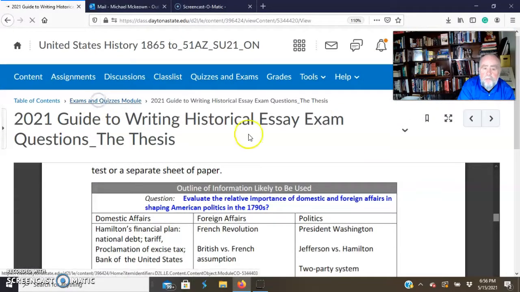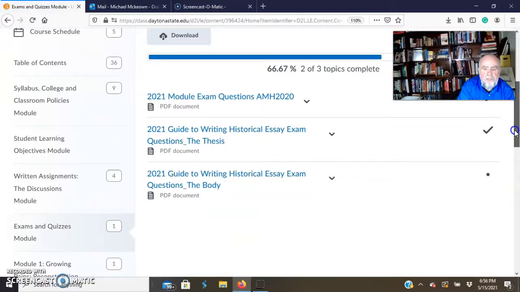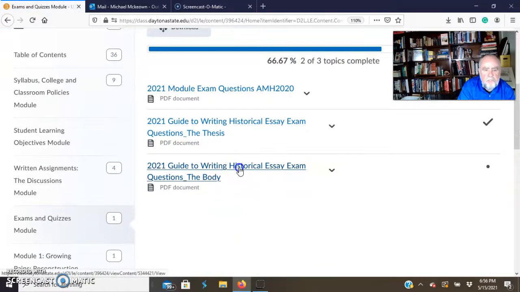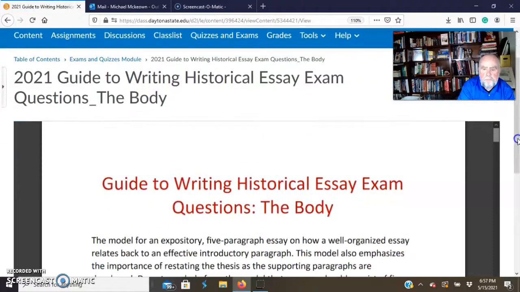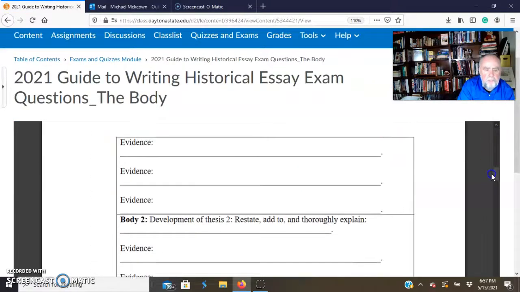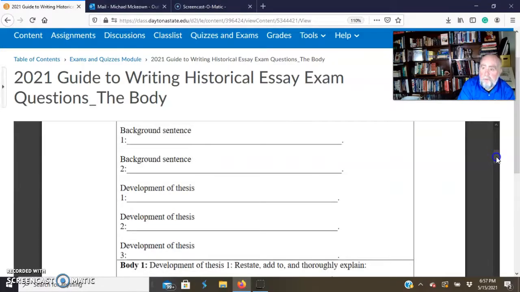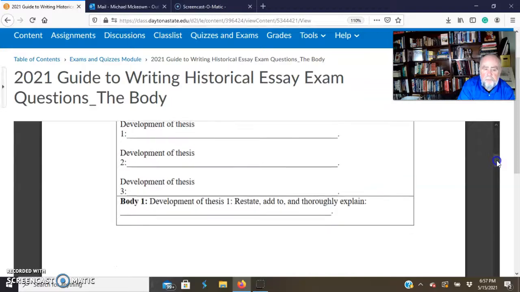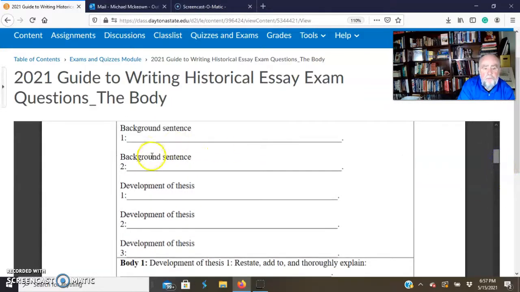Now, when you're looking to write the body, because this requires 5 paragraphs, let's wait for my slow internet to load. Guide to Writing Historical Essay Exams: The Body. What you will see here is also a template. So this is what it should look like. You can give a background sentence, and then your first prompt of what you're going to prove in your thesis, second prompt, third prompt, and then body one should follow, coming from the development of thesis 2.